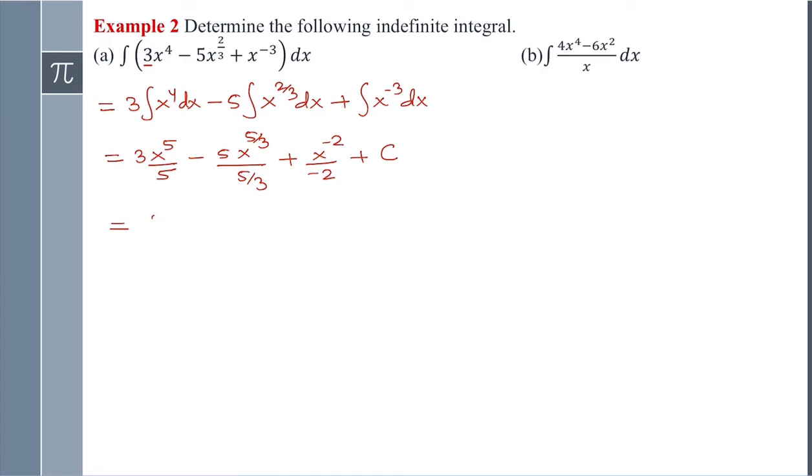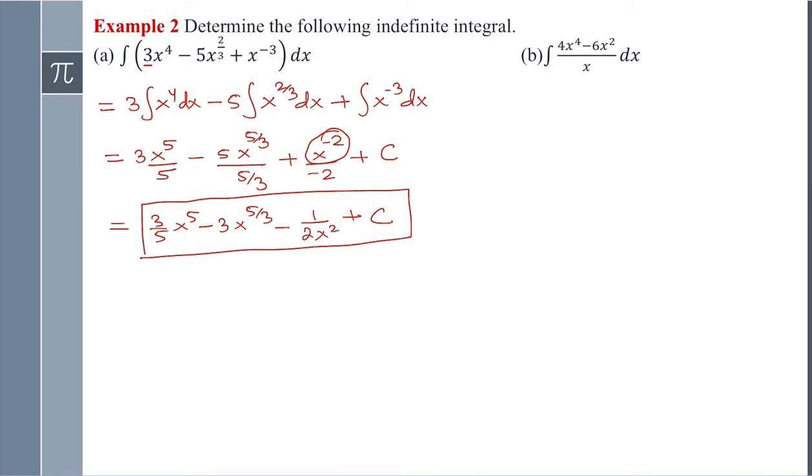We can write 3/5 x to the 5. Plus, if you simplify, dividing 5 by 5 over 3, we just get 3, sorry, this is minus 3 x to the 5/3. Then we have minus, and we can make this positive by writing it as 1 over, with the 2, x squared, then plus c. So this is the antiderivative of the given function.